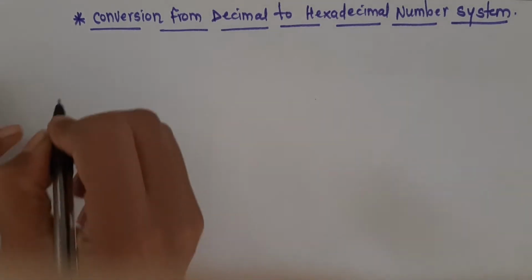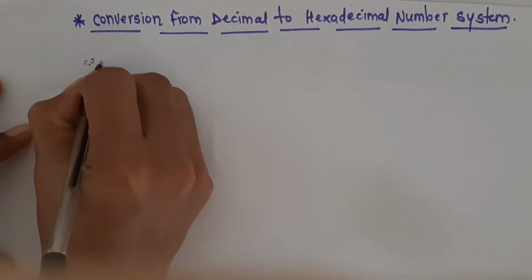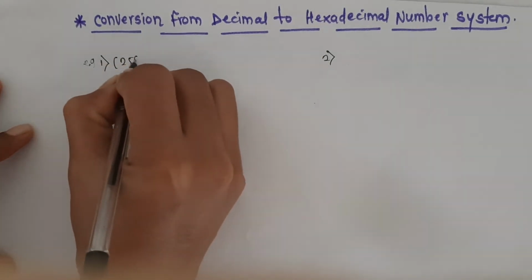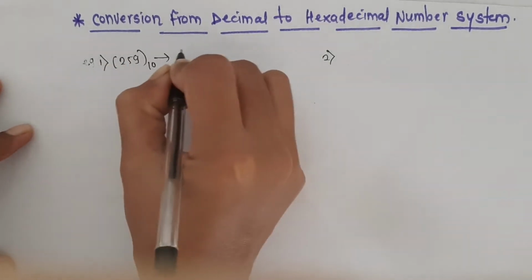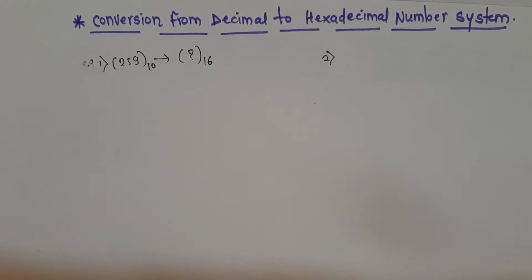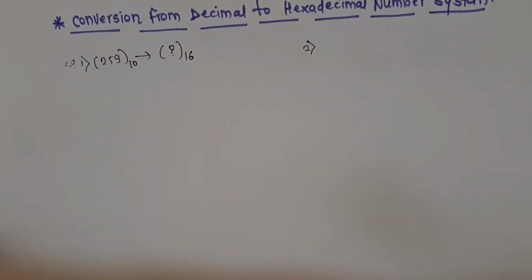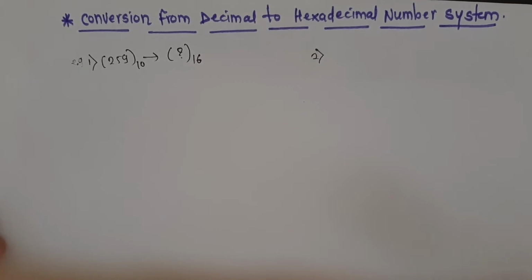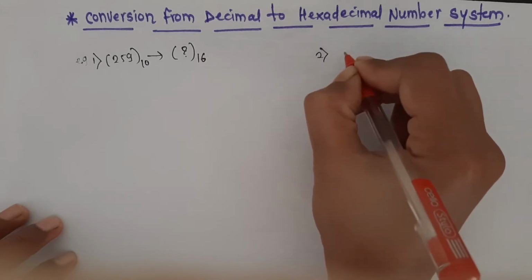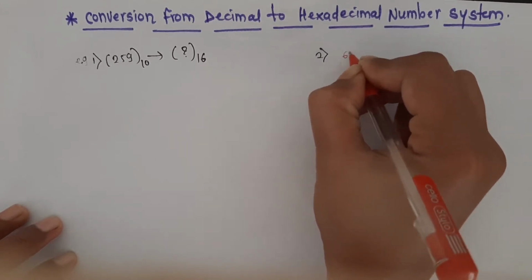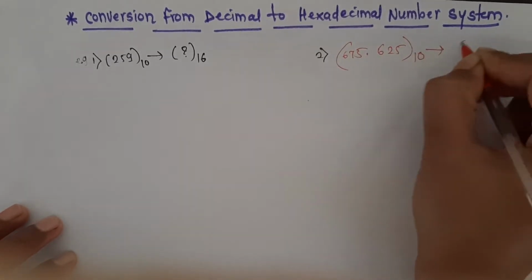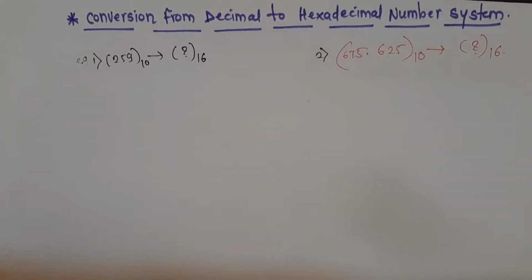So let's take two examples, one in integer form and another in fractional form. That is, 259 to the base 10 convert into hexadecimal. Here the base indicates that the number is in the hexadecimal number system. And the next example is 675.625 to the base 10 convert into hexadecimal.